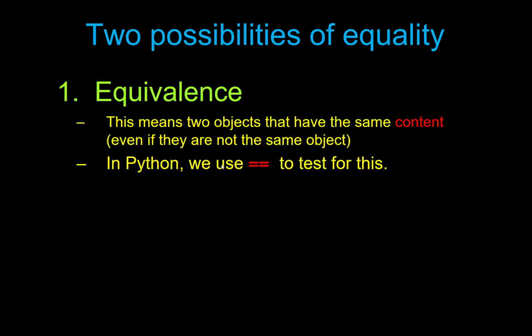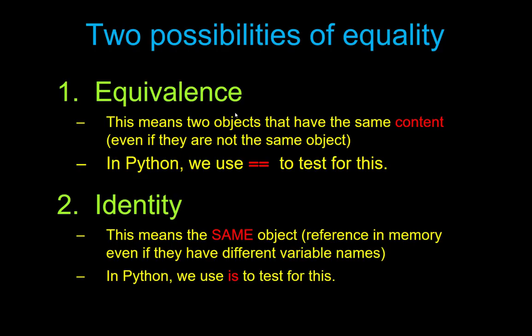Now that we are dealing with compound data, the notion of equality needs to be clarified. There are two possibilities of equality. One, equivalence. Two, identity. Equivalence means that the two objects have the same content, even if they are not the same object. In Python, we use == to test for this. On the other hand, identity means that they are the same object. That is, they are actually referring to the same memory in the computer. In Python, we use is to test for this.